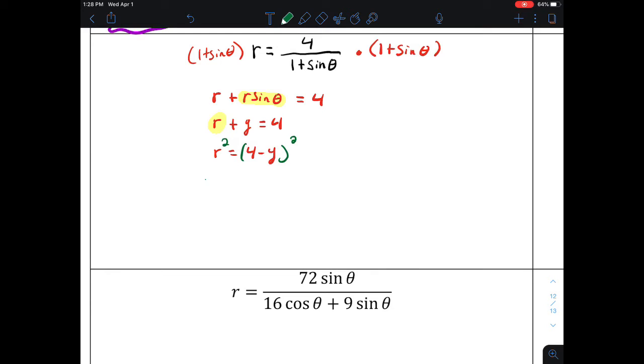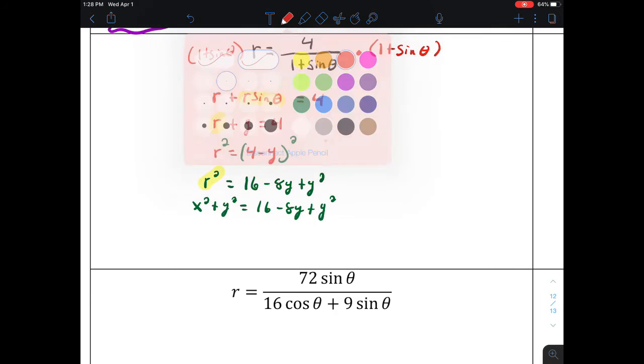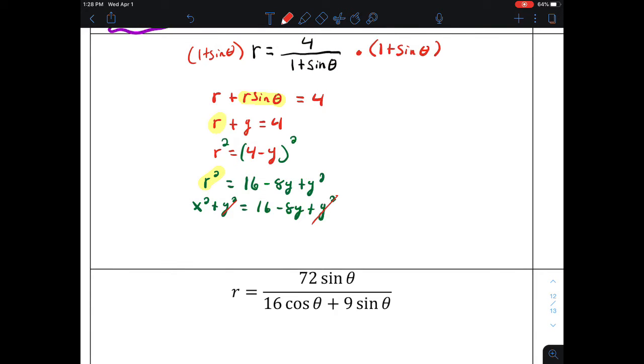And we have r squared is equal to 16 minus 8y plus y squared. Now we can exchange the r squared. r squared is equal to x squared plus y squared. And we're looking here, and the y squareds are canceled at this point. And we'll have a rectangular form of that equation to be x squared equals 16 minus 8y. And we can leave it like that.